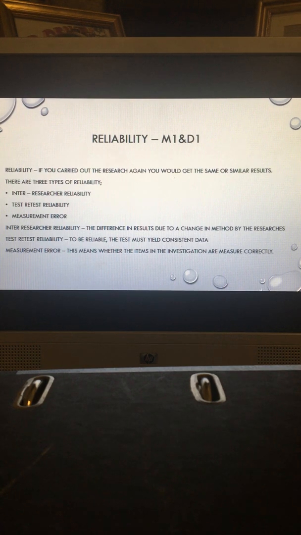There are three types of reliability: inter-researcher reliability, test-retest reliability, measurement error. Inter-researcher reliability is the difference in results due to the researchers changing methods. This could be down to a different person carrying out the experiment. Test-retest reliability. To be reliable, the test itself must yield consistent data. Going back to the test, the change in results, if any, must be down to the creatine and nothing else. This is for both the pre-test and the post-test.